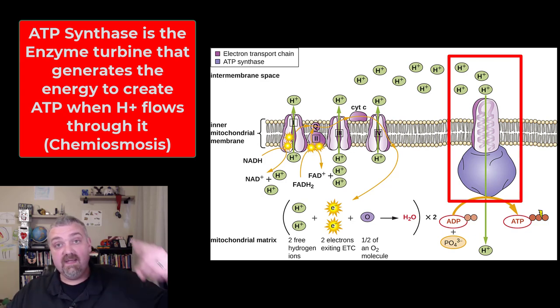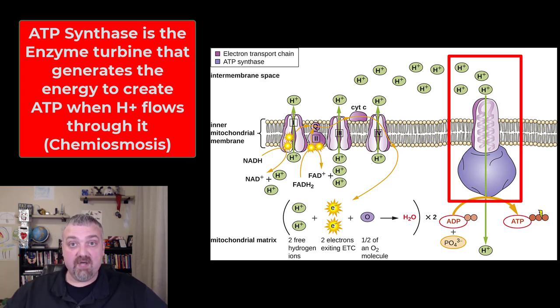So think about a wind turbine, how when wind turbines spin, they generate energy. Hydroelectric energy is water causing turbines to spin. Nuclear power plants generate steam. It's a steam-driven turbine. So when things spin, they generate energy. That's common in the world around you. It happens inside your cells too. So as these hydrogen ions flow through, these protons flow through ATP synthase, it causes it to spin.